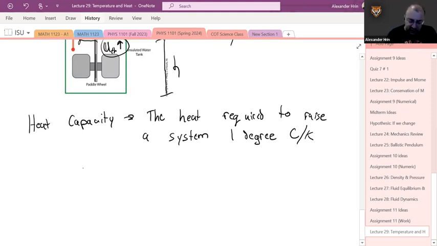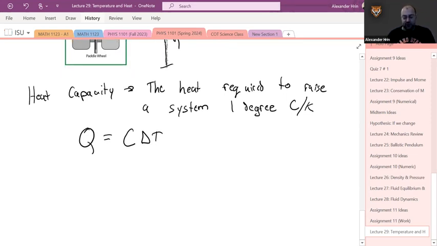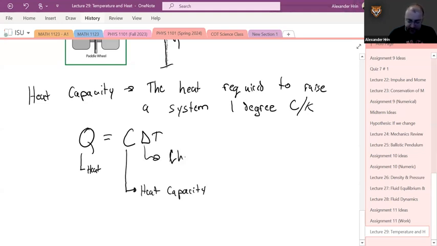degree Kelvin. So the idea here is that you have Q, and then the symbol we use for heat capacity is a capital C, and then your change in temperature. So if your change in temperature is 1, then your heat capacity is just equal to the heat that was required to do that. Okay, so that's what's going on here. So again, this is heat. This is heat capacity. And this is change in temperature.